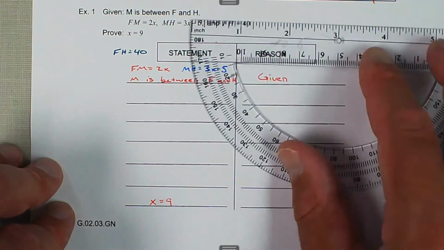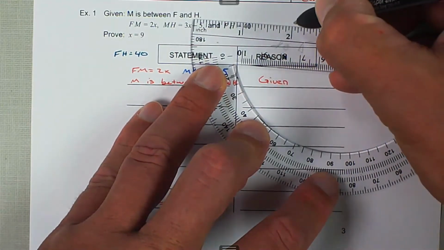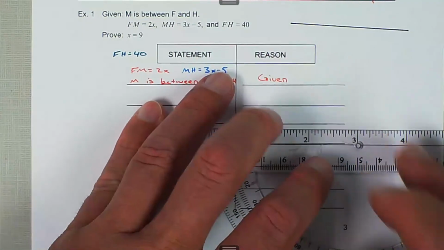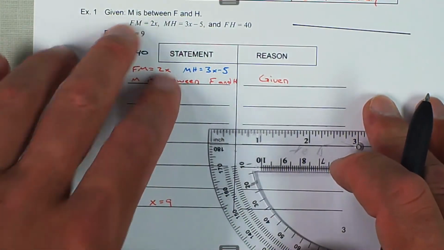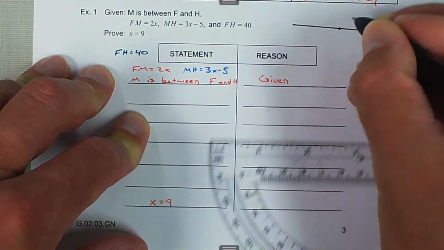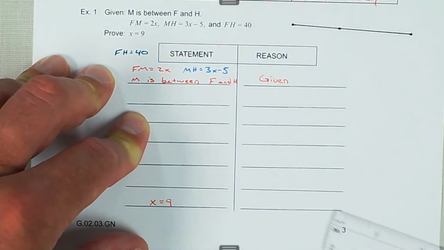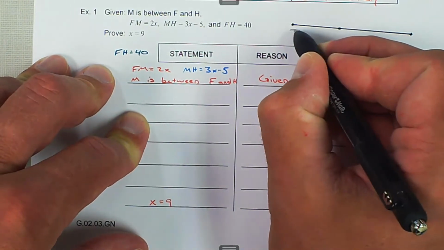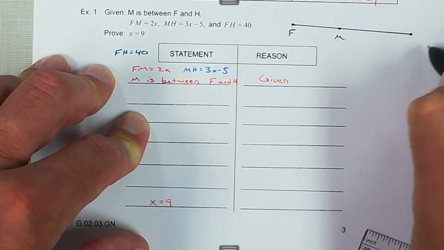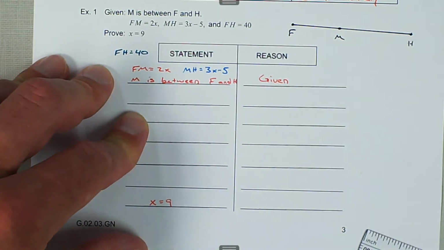So I know this is talking about segment addition, or it's talking about segments. And I'm just going to make a segment of some length. And it doesn't say anything about being in the middle or anything, it just says it's between. So I'm going to put M over here, and not going to put it in the middle on purpose because I don't want to confuse myself. But then we can say F, M, and H.